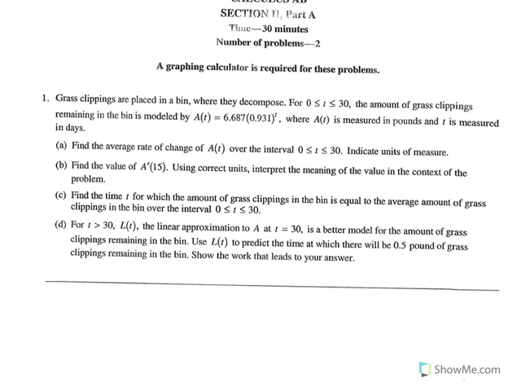Grass clippings are placed in a bin where they decompose. For times 0 through 30, the amount of grass clippings remaining is modeled by A of t equals this exponential equation, where A(t) is measured in pounds and t is measured in days. Okay, so this is the first time they didn't give me a rate for the equation. This time I'm actually given an equation for quantity. This tells me how many grass clippings I have. So right off the bat, I'm going to enter this into my grapher. I'm going to make sure I store it, and instead of t, I'm going to put x in there because I'm probably going to use this equation a bunch.